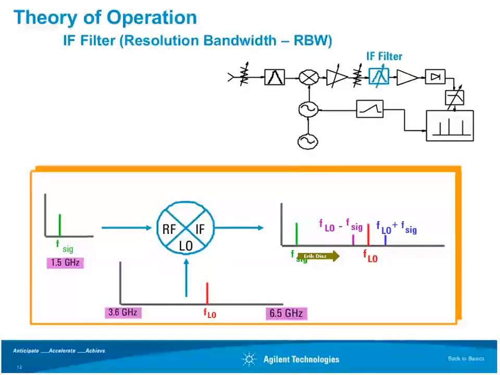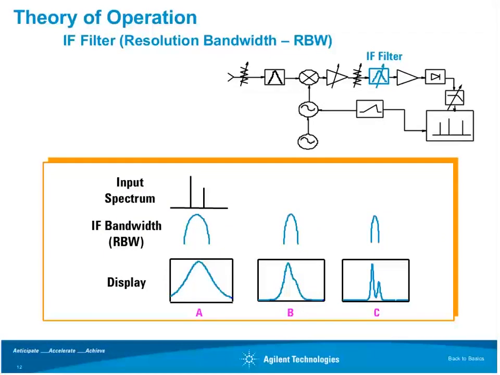Now in the IF, when we apply filtering, the resolution bandwidth filter, depending on the filter bandwidth we select, that gives us the ability to resolve signals that might be close together to a greater or lesser degree. So here you can see as we have two signals close together, when I go to the narrow resolution bandwidth, I can see those two individual responses much better.